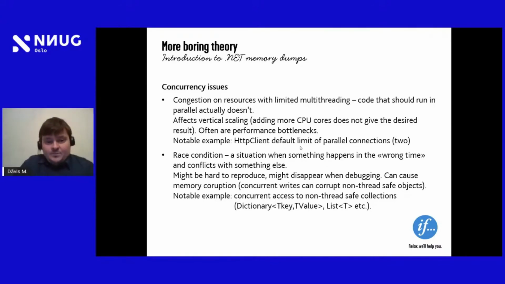So that's when you get some weird behavior. And those types of behavior can be really hard to reproduce. They sometimes can be hard to understand even when looking at memory dumps. But often they are very, very easy to diagnose using memory dumps, because these types of race conditions can cause memory corruption. A very, very straightforward example is writing to system collections that are non-thread safe.